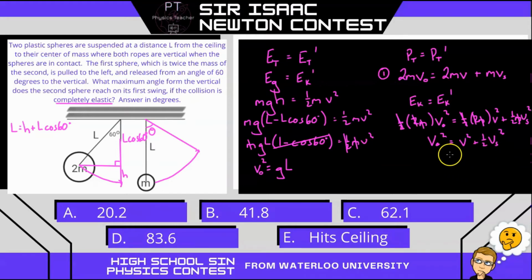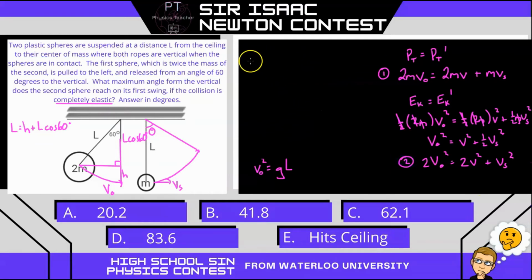Now just to get rid of the half, if you like, we can multiply through by 2. So we have 2v naught squared equals 2v squared plus vs squared. So just remember, v naught is this initial speed right here of the large one. V is the speed of the large one after the collision. And vs is the speed of the small one right after the collision. And let's call this equation 2.